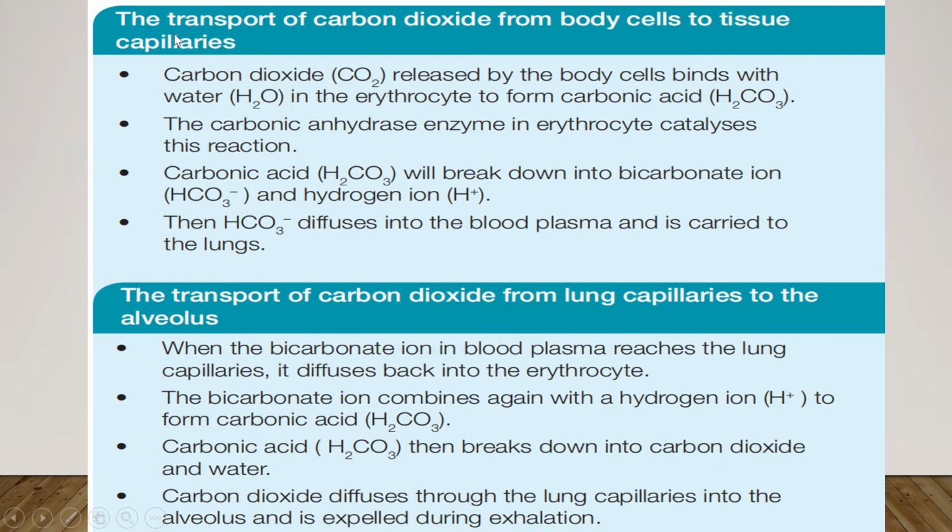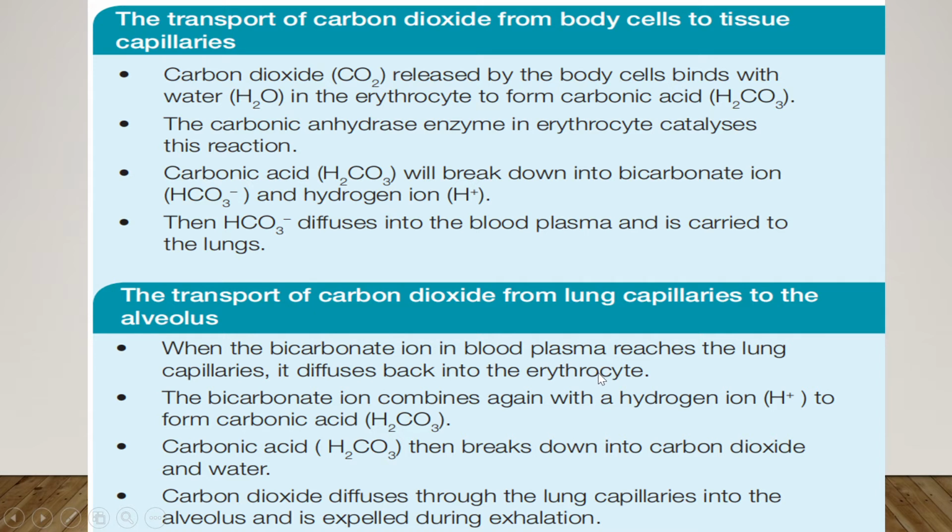So the second part of the story is the explanation of the transport of carbon dioxide from the lung capillaries to the alveolus. So now from the blood plasma, from the tissue capillaries, it will go to the lungs. So when the bicarbonate ion in the blood plasma, as the blood circulates, reaches the lungs, it will diffuse back into the erythrocyte. Meaning from the blood plasma just now, it goes back to the red blood cells.